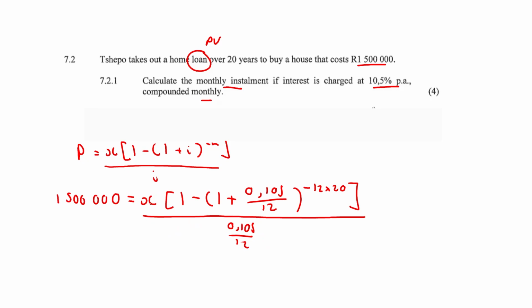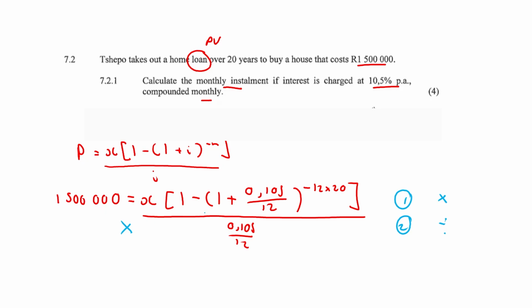Now, in order to isolate our x value, we multiply out our denominator. We get rid of it. So we multiply both sides. So 1,500,000 times 0.105 over 12. So that's the first step. First step is you just multiply the denominator with your 1,500,000, your p-value. And the second step, now we need to divide this fat bracket over here, this entire bracket, divide through whatever you got on the side.